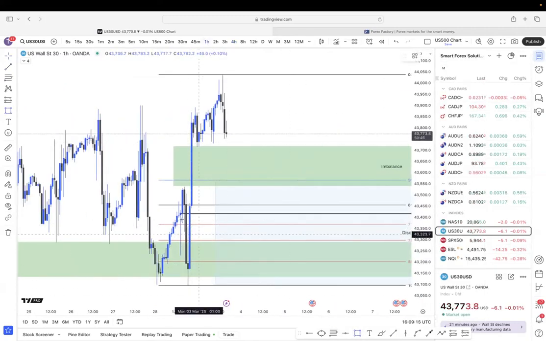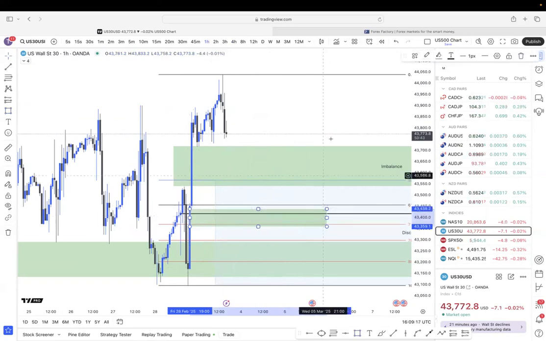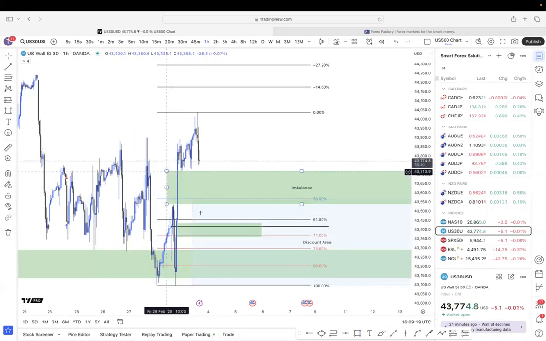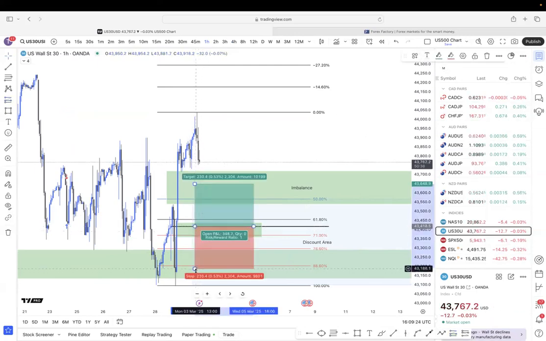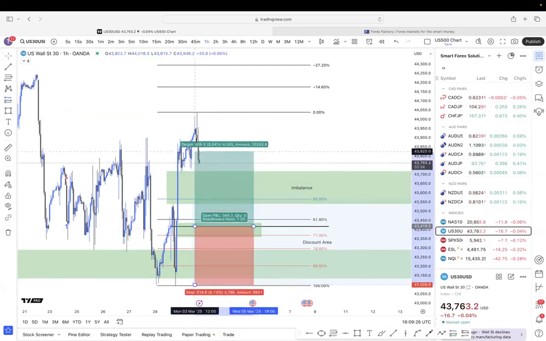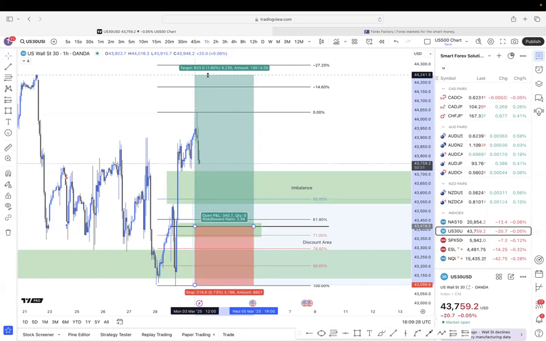If you actually look a little bit closer, you should be able to see another area of inefficiency all sitting within here. So actually that's a decent looking setup. You could basically look to take that position here. You could put your stop loss here. You could target the area there. You could target the next high.